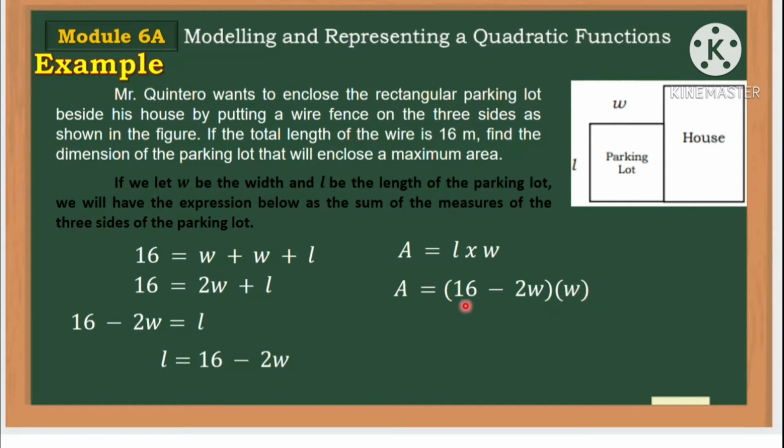So, 16 times W, 16W. And negative 2W times W is equal to negative 2W squared. So, the area of this parking lot is 16W minus 2W squared. Saan ba natin gagamitin yung area? Kasi kailangan natin yung maximum area dito sa parking lot.